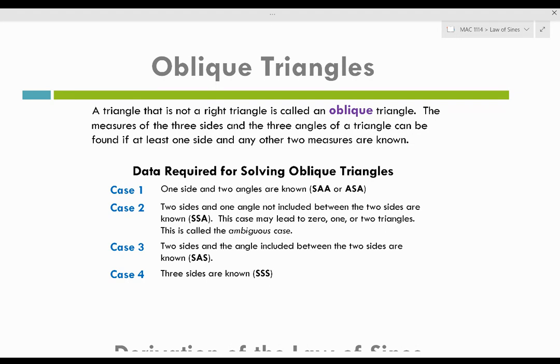We're going to go over examples for cases 1 and 2. If you come back in later videos for case 3 and 4, we're going to apply the law of cosines, so you don't have to worry about case 3 and case 4 at this point in time. We're going to mainly focus on case 1 and case 2 triangles.